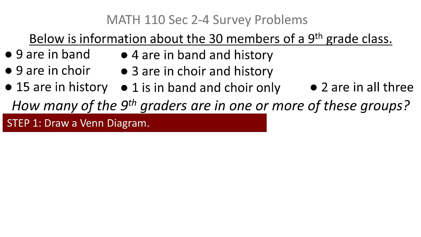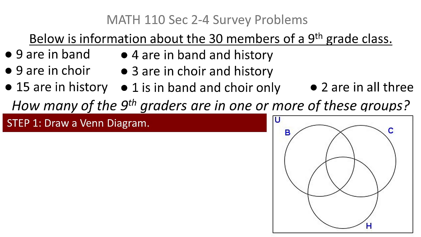I sort of overlooked what the question is because at this point I don't really care what the question is. The actual question is how many 9th graders are in one or more of these groups. But at this point I really don't even care about what the question is. I just want to get my Venn diagram drawn. I'll have a band circle, that's the B. I'll have a choir circle, that's the C. And I'll have a history circle, that's the H.